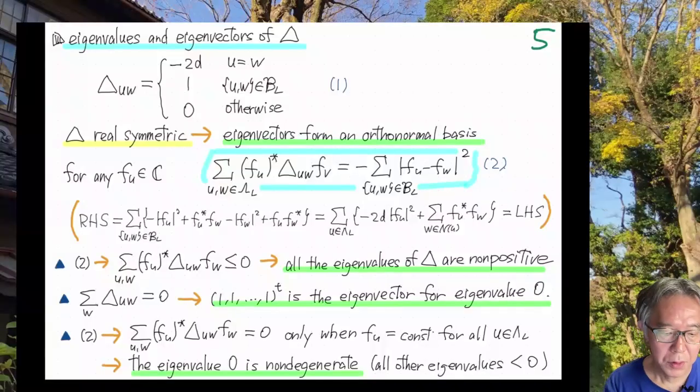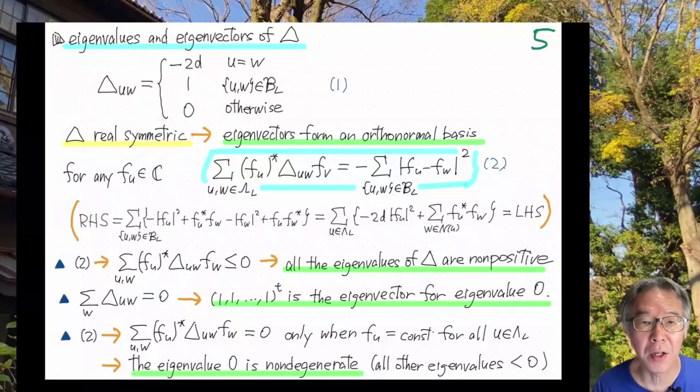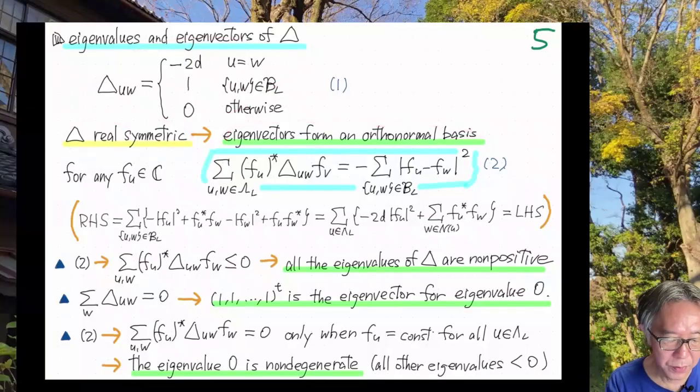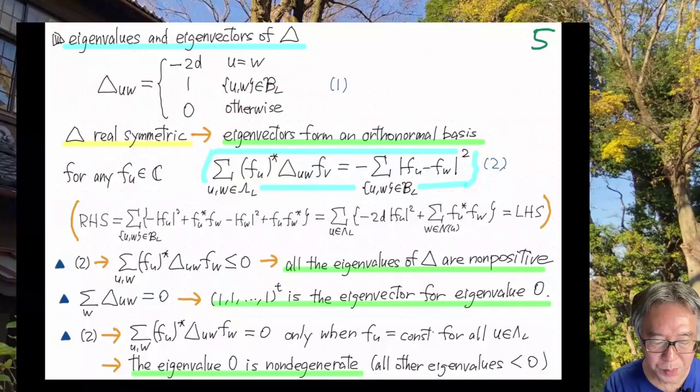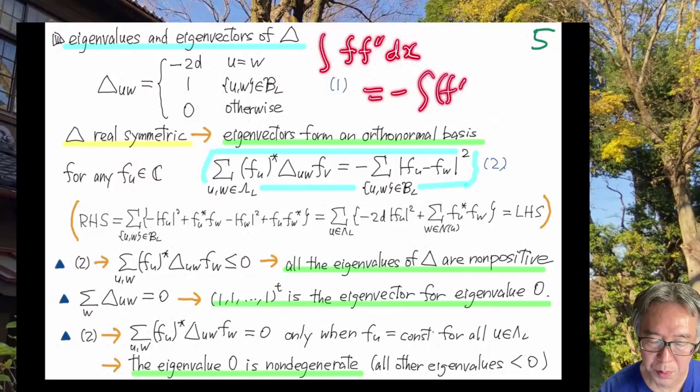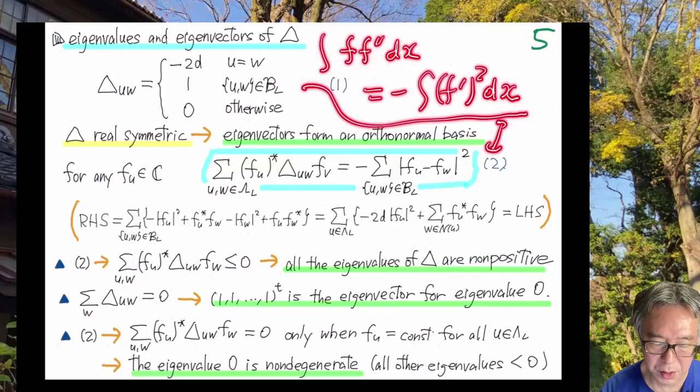Okay, so this is the definition of the lattice Laplacian, and you clearly see it's real symmetric, so you can diagonalize it, and you also see that the eigenvectors form an orthonormal basis. Okay, and we claim that for any f that takes complex values, this simple identity is valid, and this is useful. This is basically the integration by parts formula. So I think this reminds you of the simple formula for a usual function, the integral of f prime squared dx. Okay, so this is basically parallel to this thing.